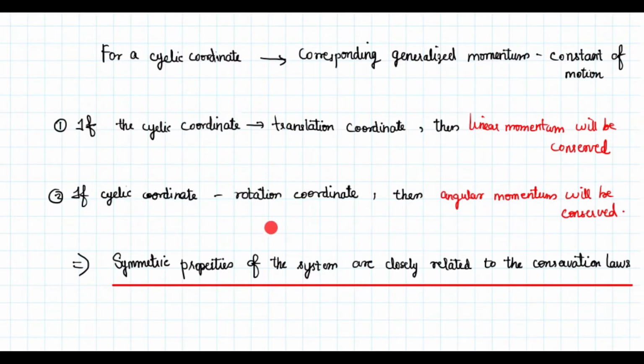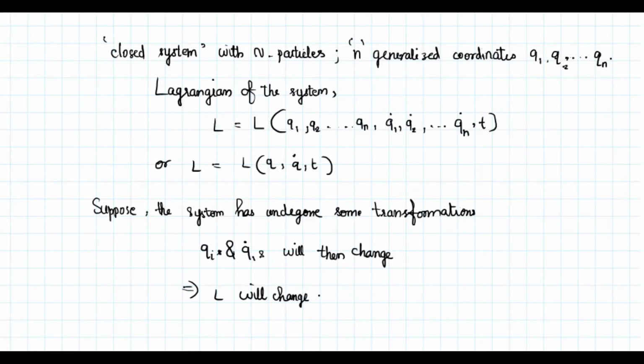Similarly, if the cyclic generalized coordinate is a rotation coordinate, say some theta, then the rotation of the system about some axis through an angle theta will not make any difference to the problem. In this case, the corresponding generalized momentum will be the angular momentum and it will be a conserved quantity. That means if a system possesses rotational symmetry about an axis, then the conjugate angular momentum will be conserved. Thus, it can be shown that symmetric properties of the system are closely related to the conservation laws. We will see them in detail.